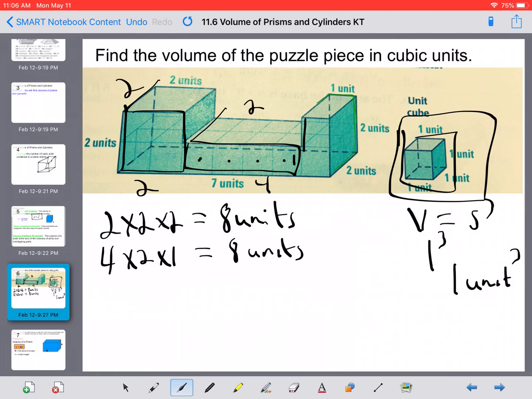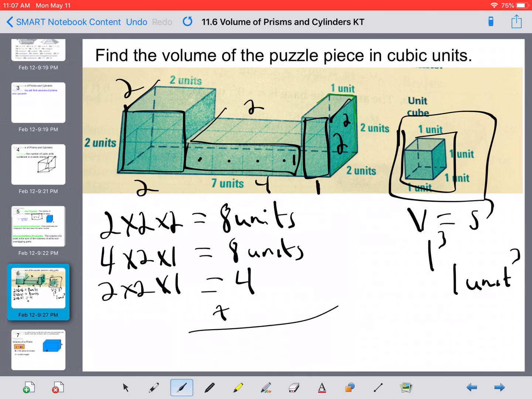And lastly, we have this section. We have a 1, we have 2 high, and we have it 2 deep. So this would be 2 times 2 times 1, which equals 4. Now if we add all those together, 8 plus 8 is 16, plus 4 is 20 units. So our answer is 20 cubic units. That would be the volume for that puzzle.